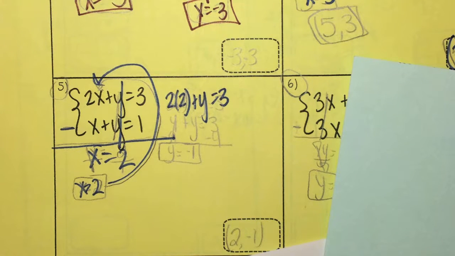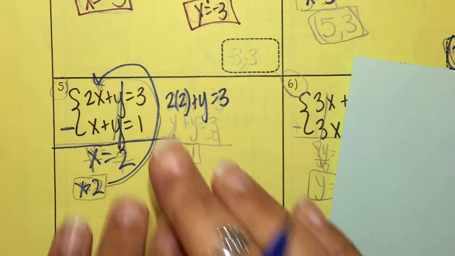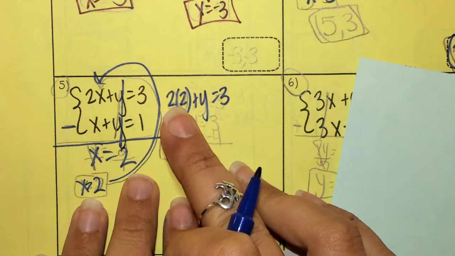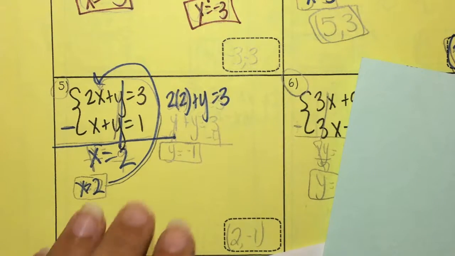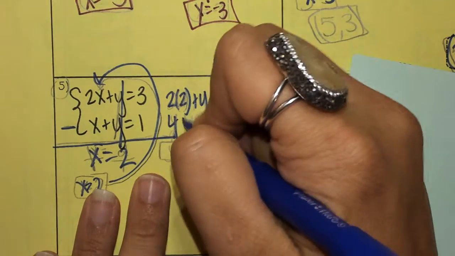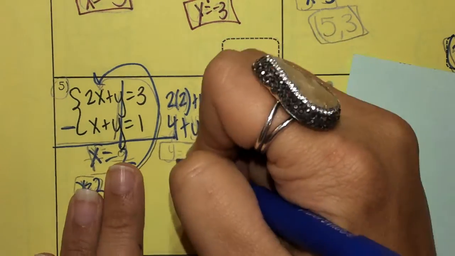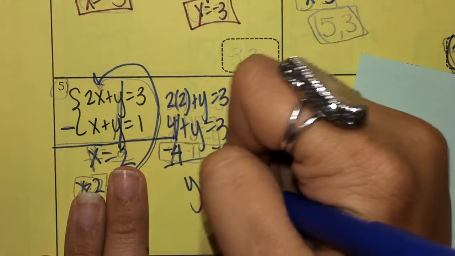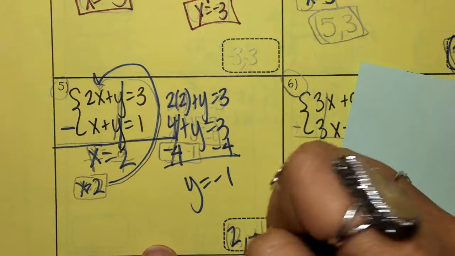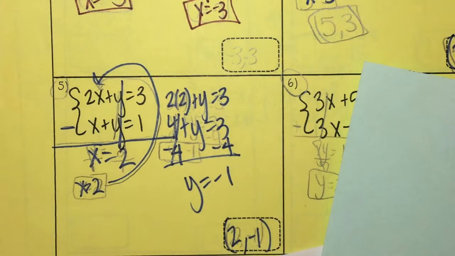What'd you do? Right here? Yeah, for some reason I put 4. Okay, so did you maybe put 4 because you knew 2 times 2 was 4, and you went ahead and did that? Okay, don't skip a step. And then we get 4 plus y equals 3. We subtract 4. Hey, but that's an easy fix, right? And we get negative 1. So 2, negative 1.